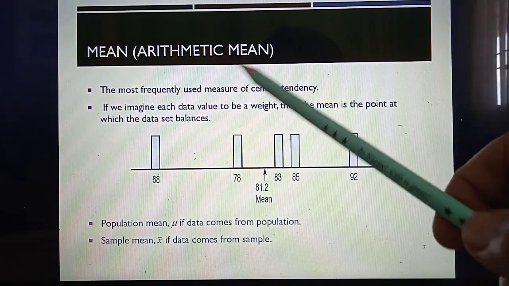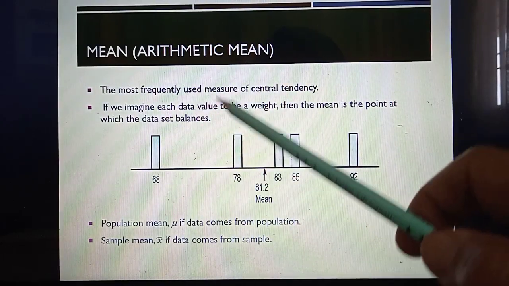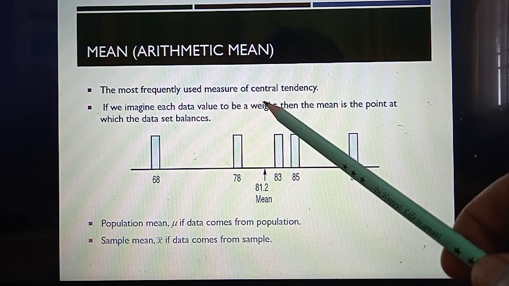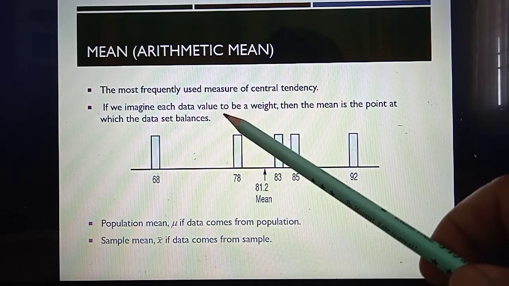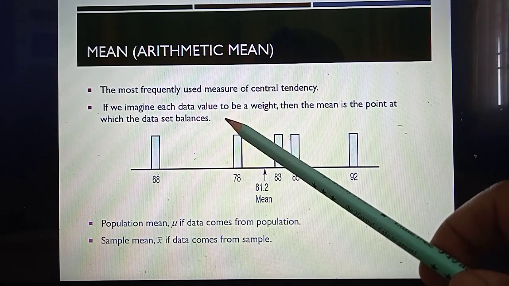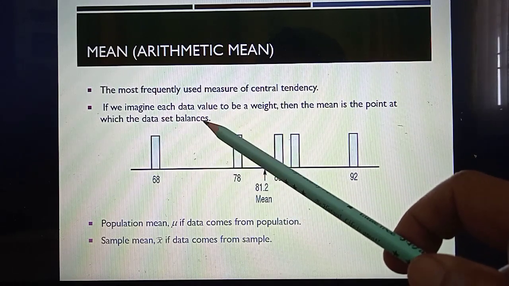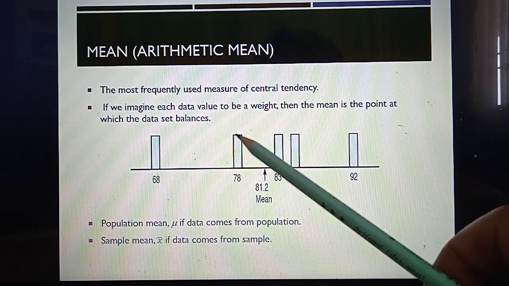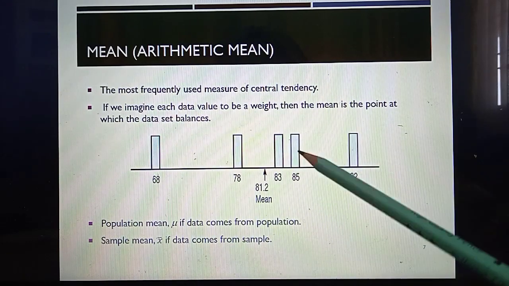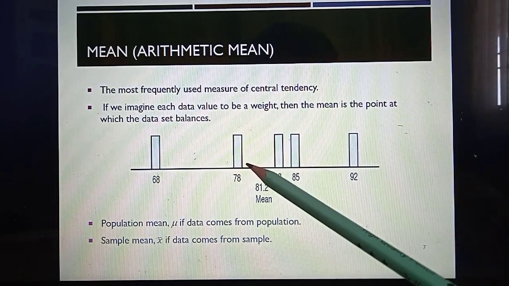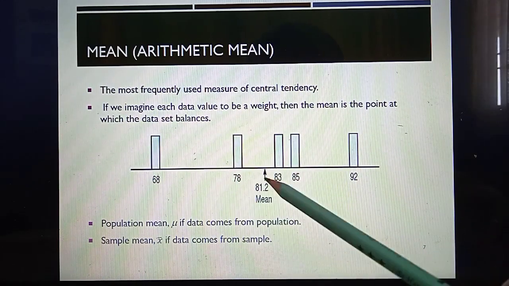Okay, mean, arithmetic mean. How do we measure mean? It is the most frequently used measure of central tendency. So mean is very important. We commonly use mean to represent the central tendency of data. If we imagine each data value to be a weight, then the mean is the point at which the data set balances. So kita boleh tengok data range tu, mean tu berada di tengah-tengah, mana dia balance kedudukan antara satu data dengan data yang lain.